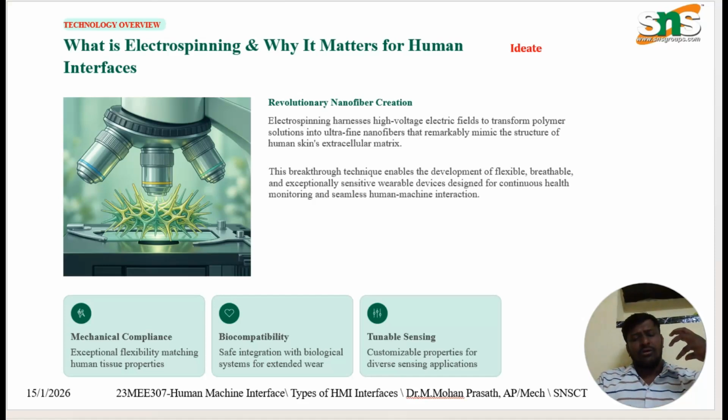The advantages of the electrospinning technique are mechanical compliance, biocompatibility, and tunable sensing. One of the main advantages of electrospinning is that it can be tunable because it contains three different parameters which can be easily changed for making tunable properties.